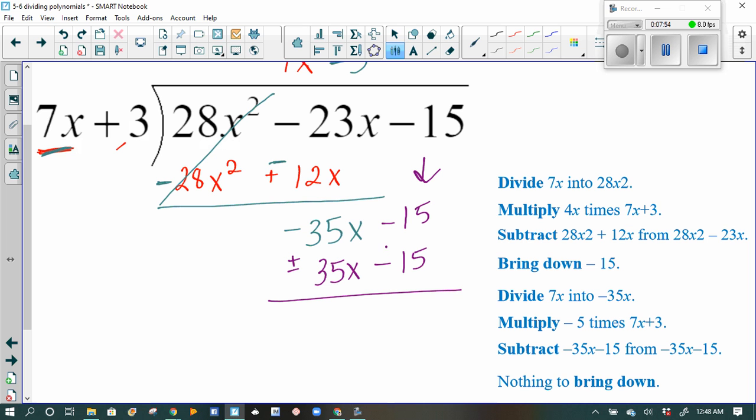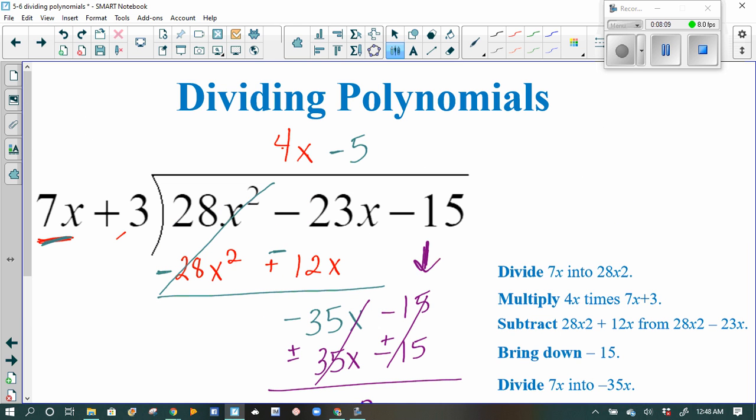Change your signs. So always make sure, divide it in, multiply it back, change your signs. Bring it down. That cancels, remainder 0. So that means your answer is 4x minus 5. 7x plus 3 will go into 28x squared minus 23x minus 15, 4x minus 5 times with no remainder. These will take a little bit of practice.